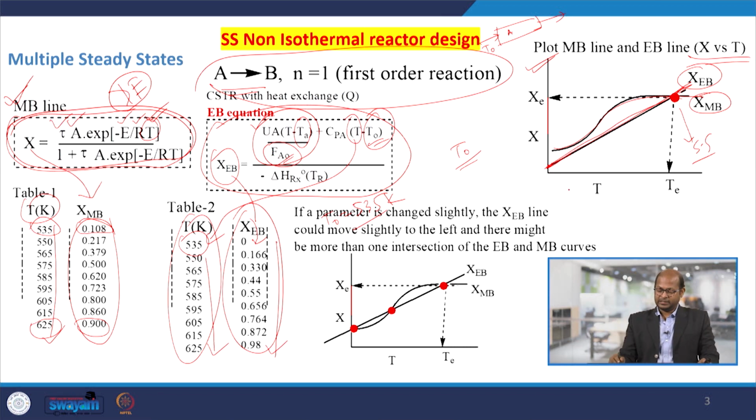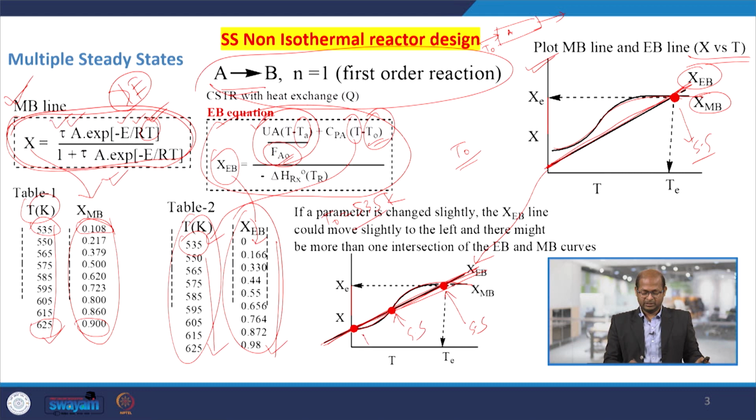If we change one or two parameters for that particular system, then the energy balance lines will be shifted like this. The material balance line is this; here it was like that, and it remains the same. If we change one energy balance parameter slightly, then the energy balance line would be like this. So here was one dot, here are 3 dots. These are also called steady states.